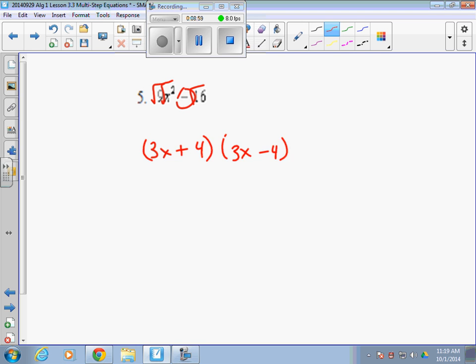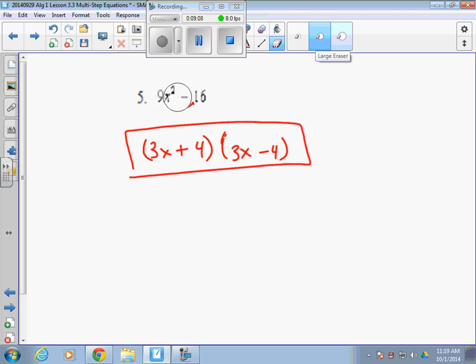Anytime you have the difference of 2 perfect squares, one of them is going to be plus, the other one's going to be minus. Other than that, all you do is take the square root of each of the numbers.